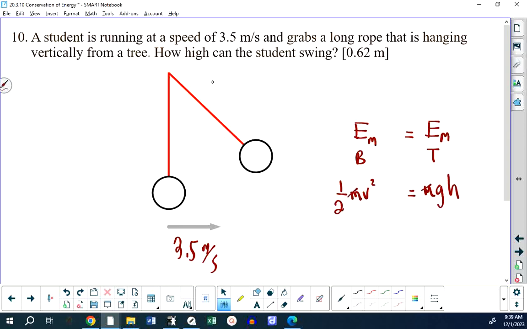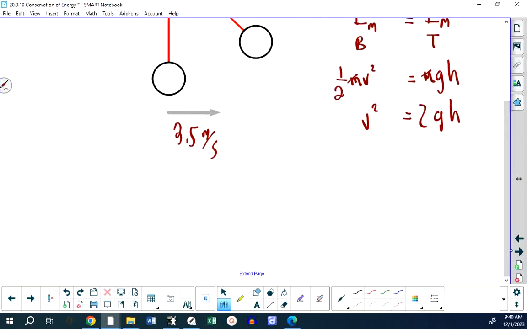The masses cancel, and we're left with that v squared equals 2gh thing again, right? So if I told you how fast the pendulum was moving at the bottom, you could find h by taking v squared over 2g. And I rearranged for v squared because that's just what I always do. Do you see that the student is the pendulum? So if the student is running at 3.5 meters per second and grabs hold of that rope and lifts their feet off of the ground, then they are a human pendulum. And they will have a speed at the bottom of 3.5 meters per second. So we can solve the problem now. I'm just going to finish it just in case anybody wants to see the solution.